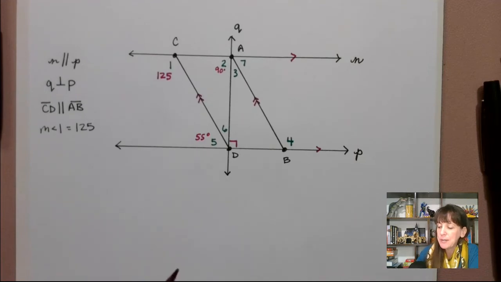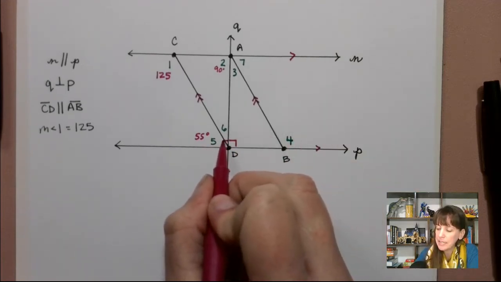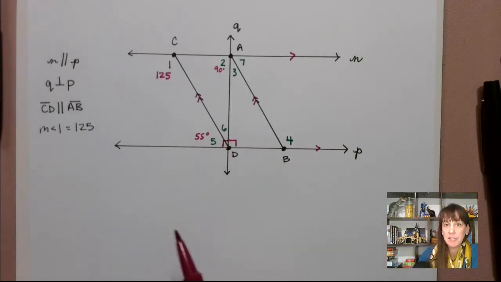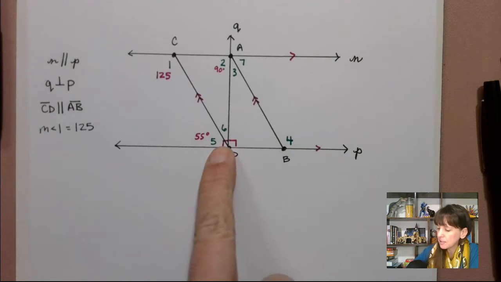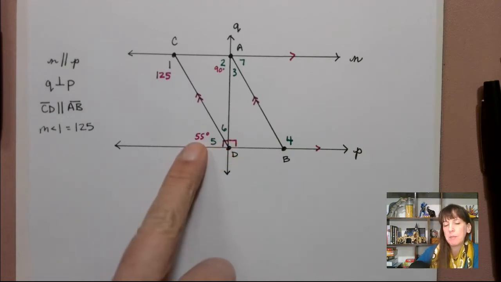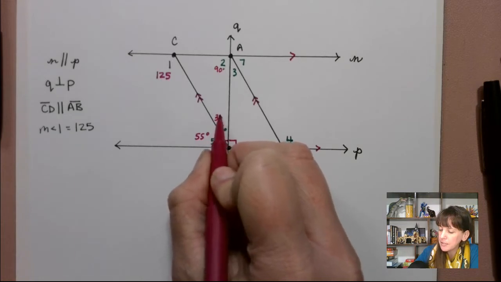Okay, so now let's look at this. Since we know 5 and 6 are going to be 90 degrees, because again, perpendicular creates at least two right angles, if we take 90 degrees and we minus our 55, we end up with 35 degrees for angle 6.